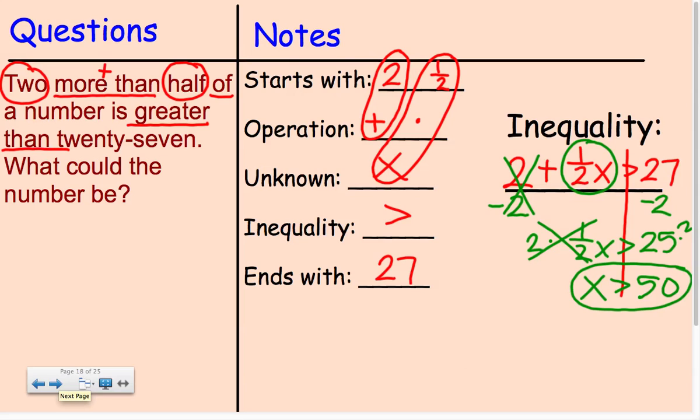So yes, we still can write our starts with, operation, unknown, inequality, and ends with, but it's not going to work quite as nicely as it did with the one step. We're going to need to do a little bit more digging back into the problem to make sure that our problem's written in the correct order.